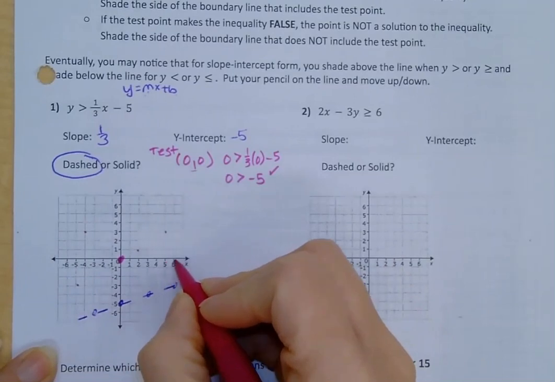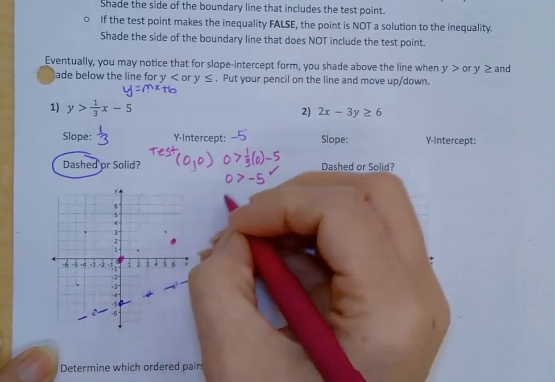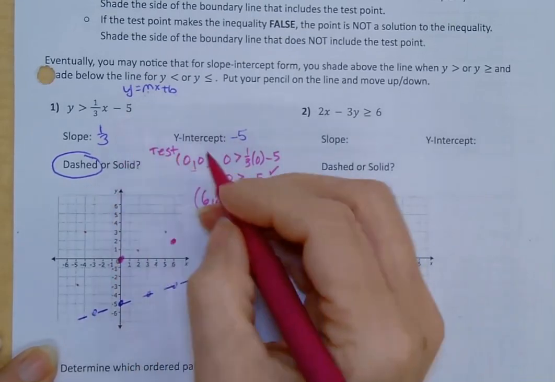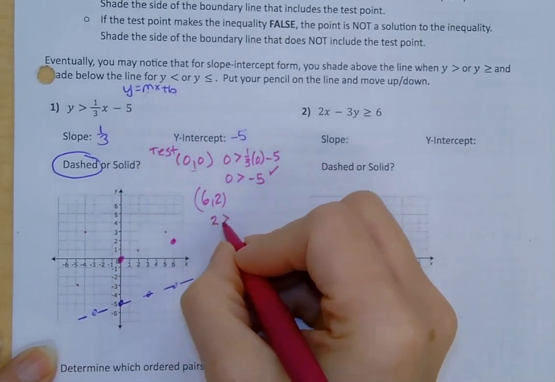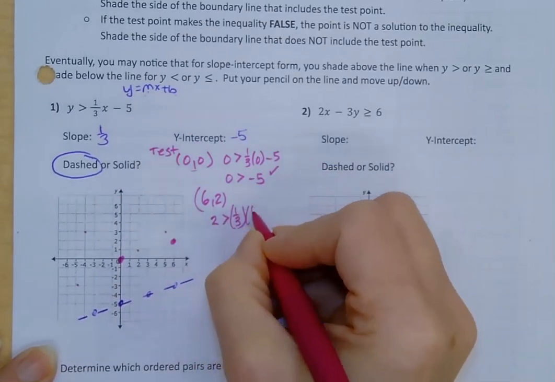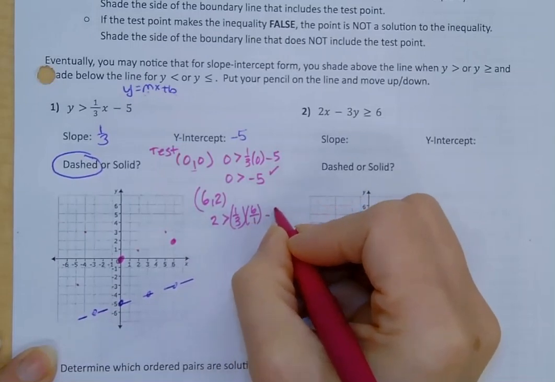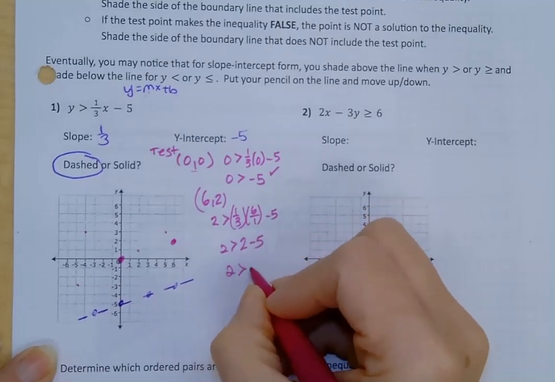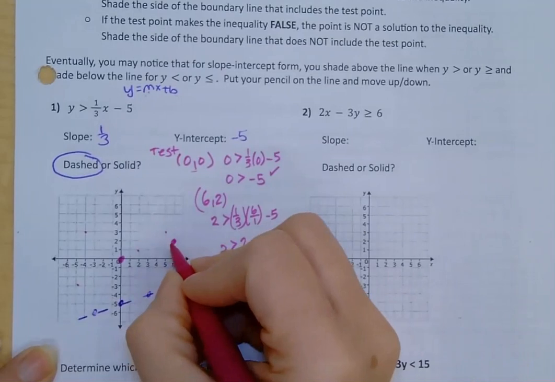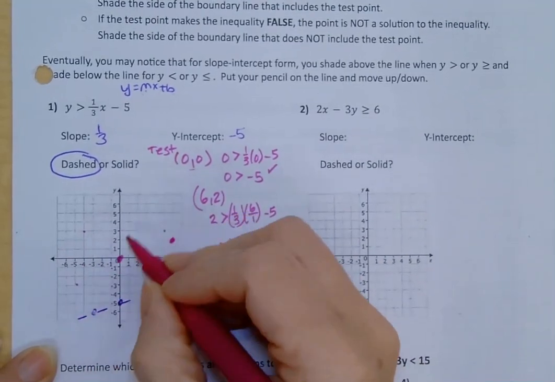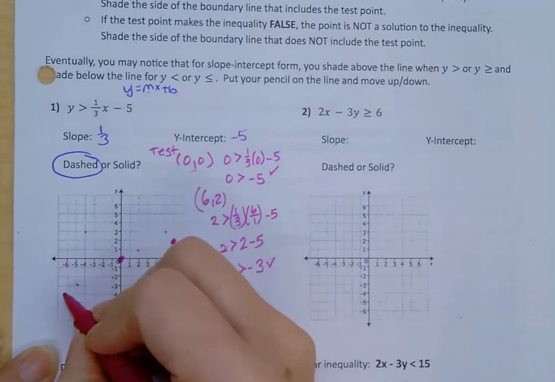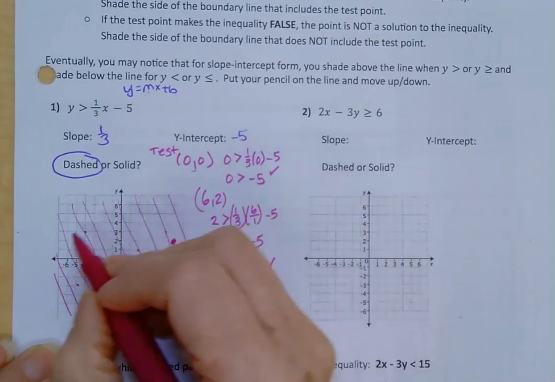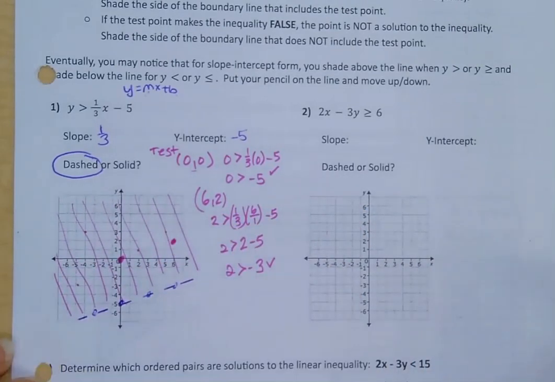So just for fun, let's pick one. If I had 6, 2 as another test point, I'm just going to show you that it really does work. If I have 6, 2 as my test point and I plug that in, y is 2. Is that greater than 1/3 times 6? I'll write that as 6 over 1, minus 5. So I have 2 is greater than 6/3, which is really 2, minus 5. 2 is greater than -3. That is true. So this point also works, right? So really, I promise all of the points that are on this side of my dashed boundary line are possible solutions. You could choose any one of these points, plug it in, and it would be true.